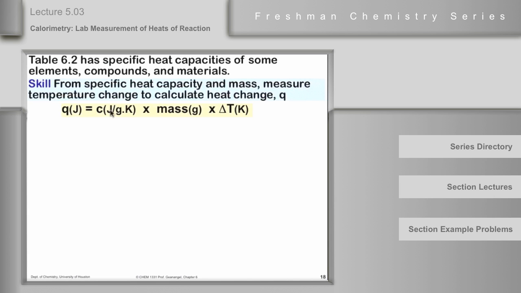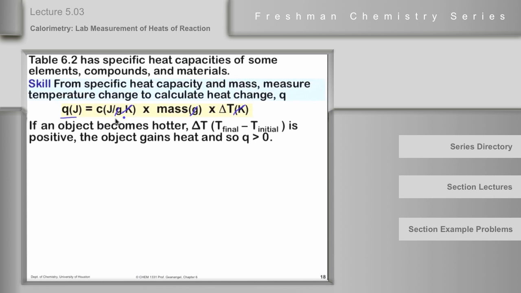So Q in joules is determined by taking the heat capacity from table 6.2, or maybe it's given in the problem, times the mass, which will have to be given in the problem, times delta T, which is T final minus T initial. So if an object has a temperature increase, delta T, T final minus T initial is positive, and the object gains heat, so that means Q has to be greater than 0. The object is a system, remember. Okay, so here is a problem that we need to work.